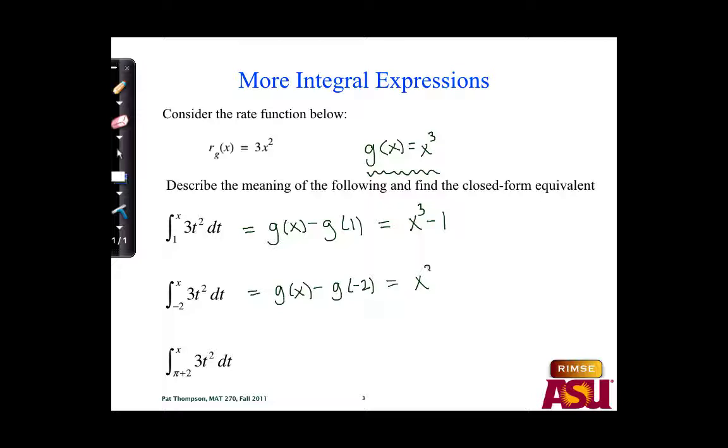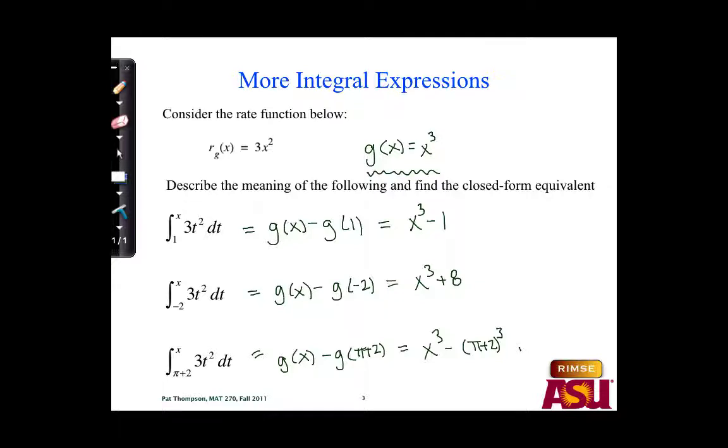So x cubed minus negative 2 cubed, so plus 8. Or this here, g of x minus g of pi plus 2, which I don't want to simplify out without parentheses, but just x cubed minus pi plus 2, quantity cubed. So all of these are accumulation functions whose rate of change is 3x squared. The derivative of any of these functions with respect to x is 3x squared. But these are each 3 different accumulation functions.